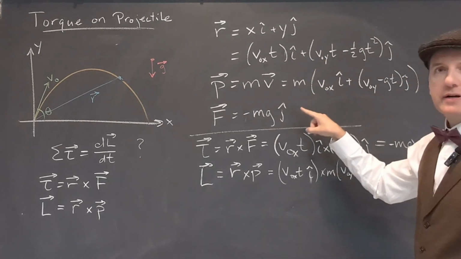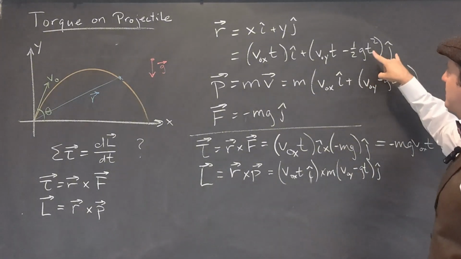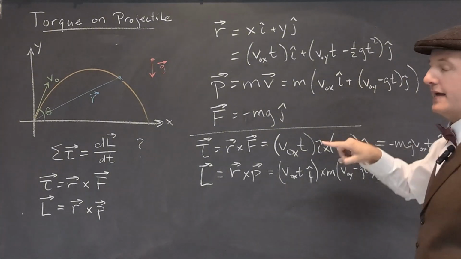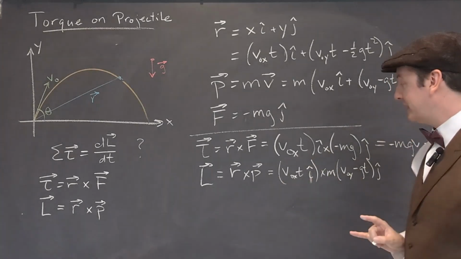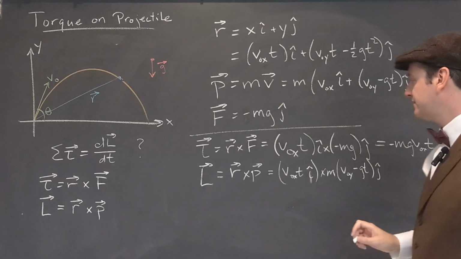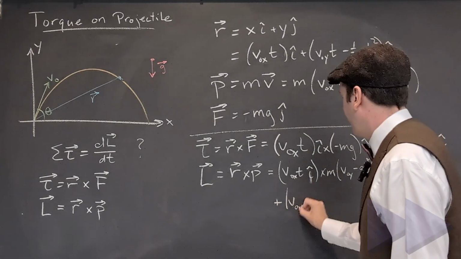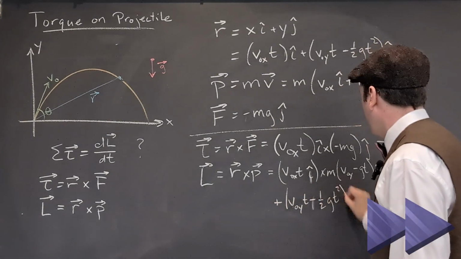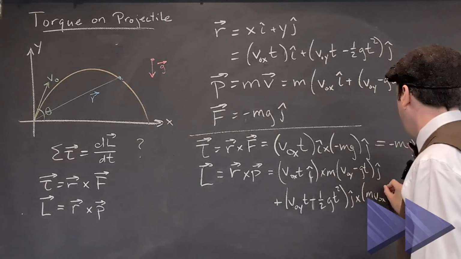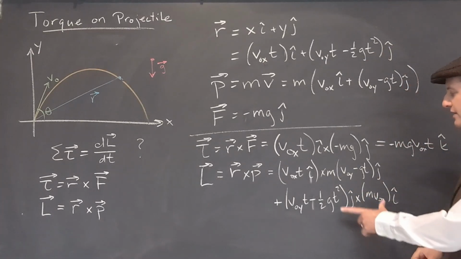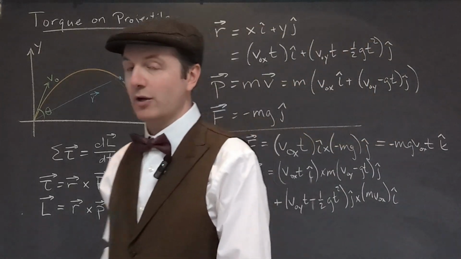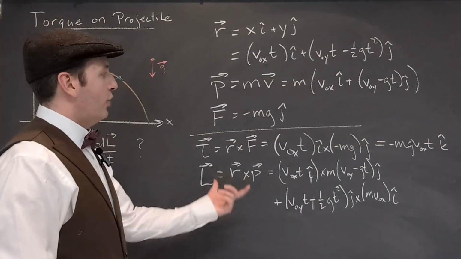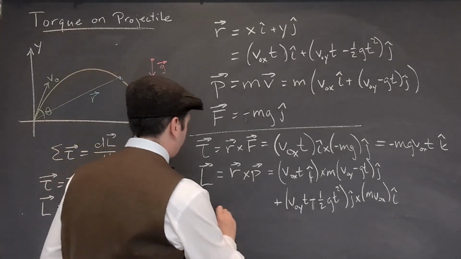The i hat cross i hat already canceled. And then I'll have this term, which will have j hat cross i hat. Keep the order as is. Okay, remember the anti-commutativity of the cross product, so order matters. Okay, and then there'll be a j hat cross j hat term, which thankfully cancels out, because otherwise I'd have to square out a binomial, which I don't want to do. Okay, so let's collect our terms.